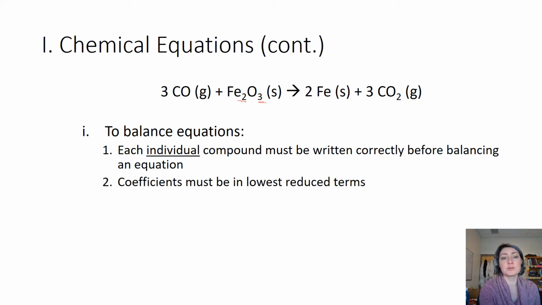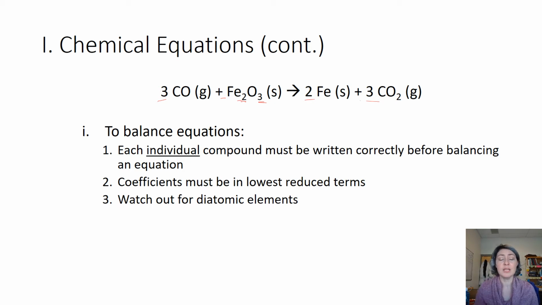Your coefficients, or again, those numbers that are in front, need to be in the lowest terms possible. That means that if you can divide every single coefficient by 2, then you need to do so. Otherwise they're not in the lowest terms possible; they're reducible. We do need to watch out for diatomic elements.